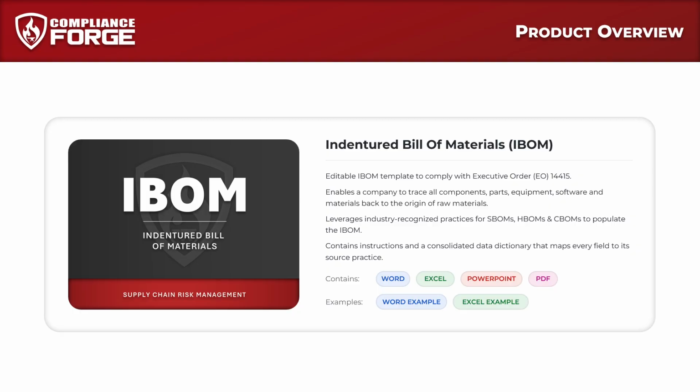It enables a company to trace all components, parts, equipment, software, and materials back to the origin of raw materials. It leverages industry-recognized practices for software, hardware, and cryptographic bills of materials to populate the IBOM. And it contains instructions and a consolidated data dictionary that maps every field to its source practice.